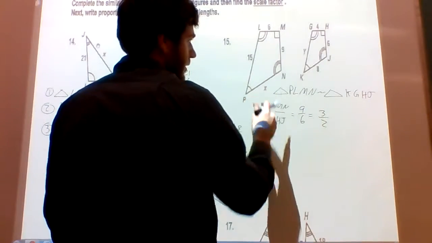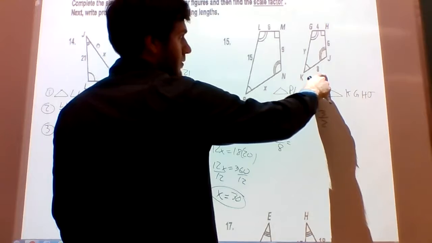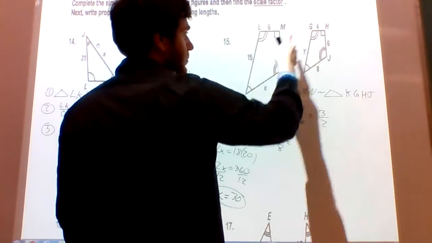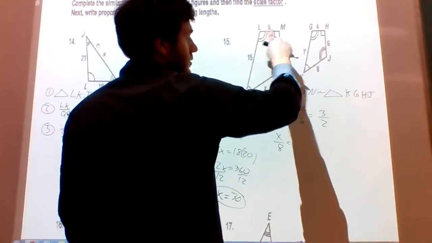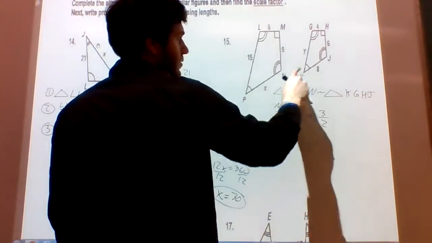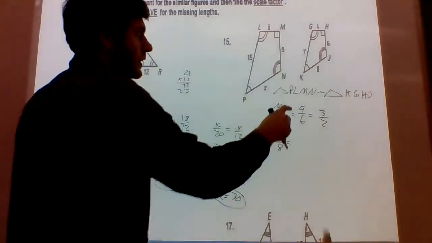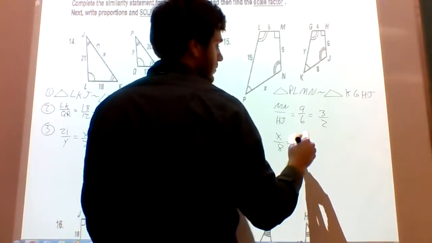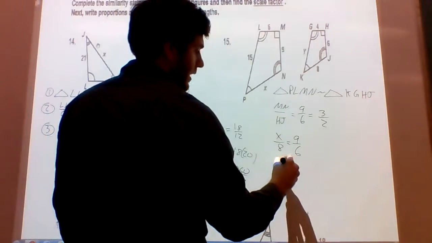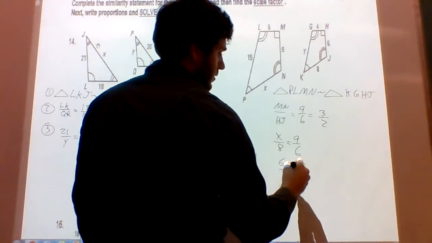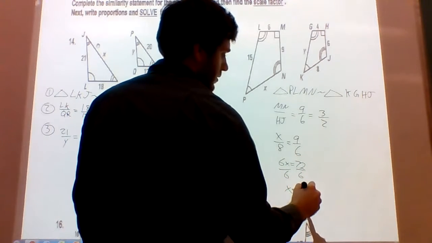So here x corresponds with 8. And then 6 corresponds, we can pick 9 over 6 or 6 over 4. So we have x over 8. We want to set that equal to one of the other ratios. So we can make it 9 over 6 or 6 over 4. 9 over 6. Okay, cross multiply, 6x equals 72. Divide by 6, x equals 12.